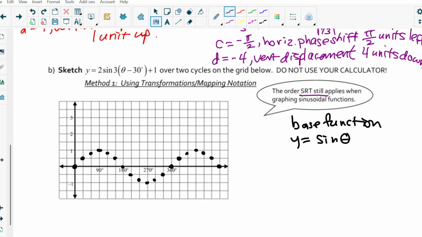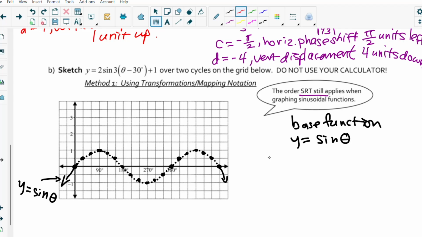Okay, over 2 cycles. Okay, we can only fit 1 cycle on this one. So this one, let me make a dotted line, folks. There we go. So this one, y equals sine of theta, our base function.